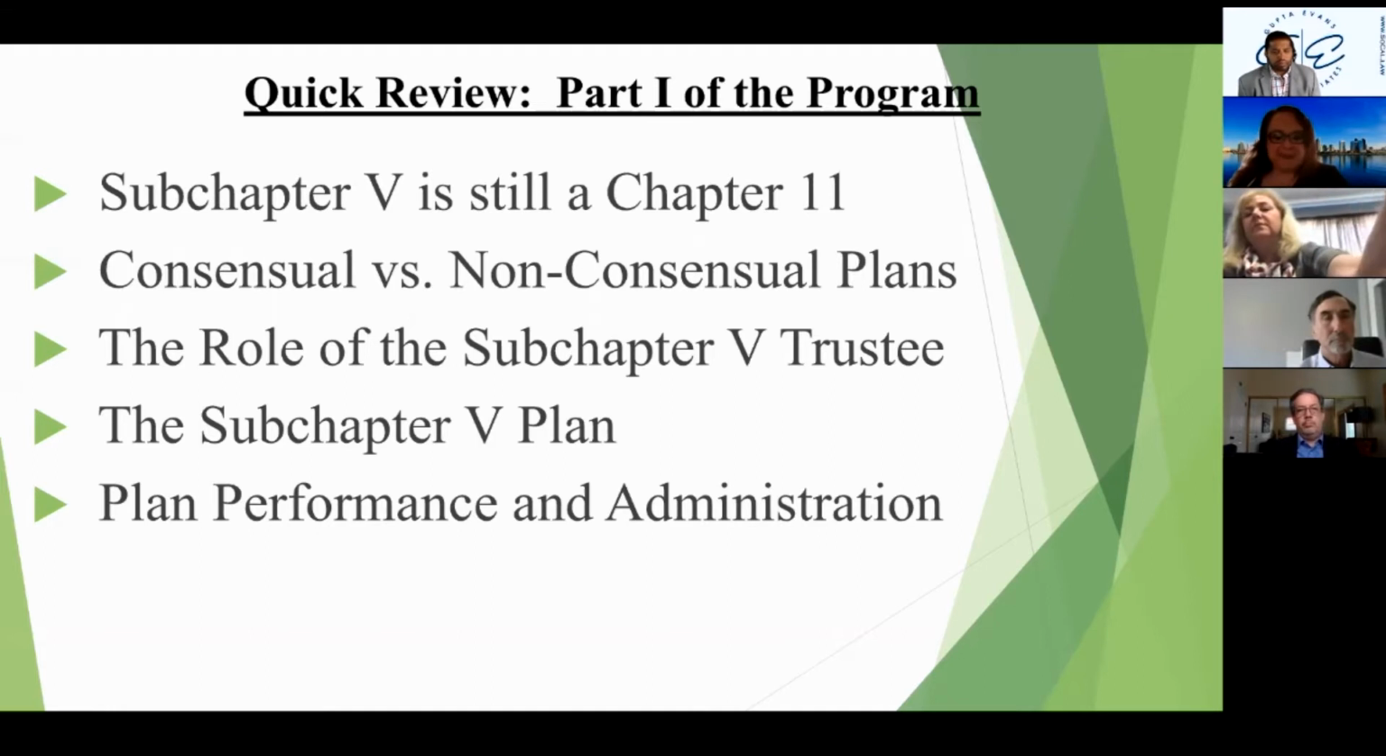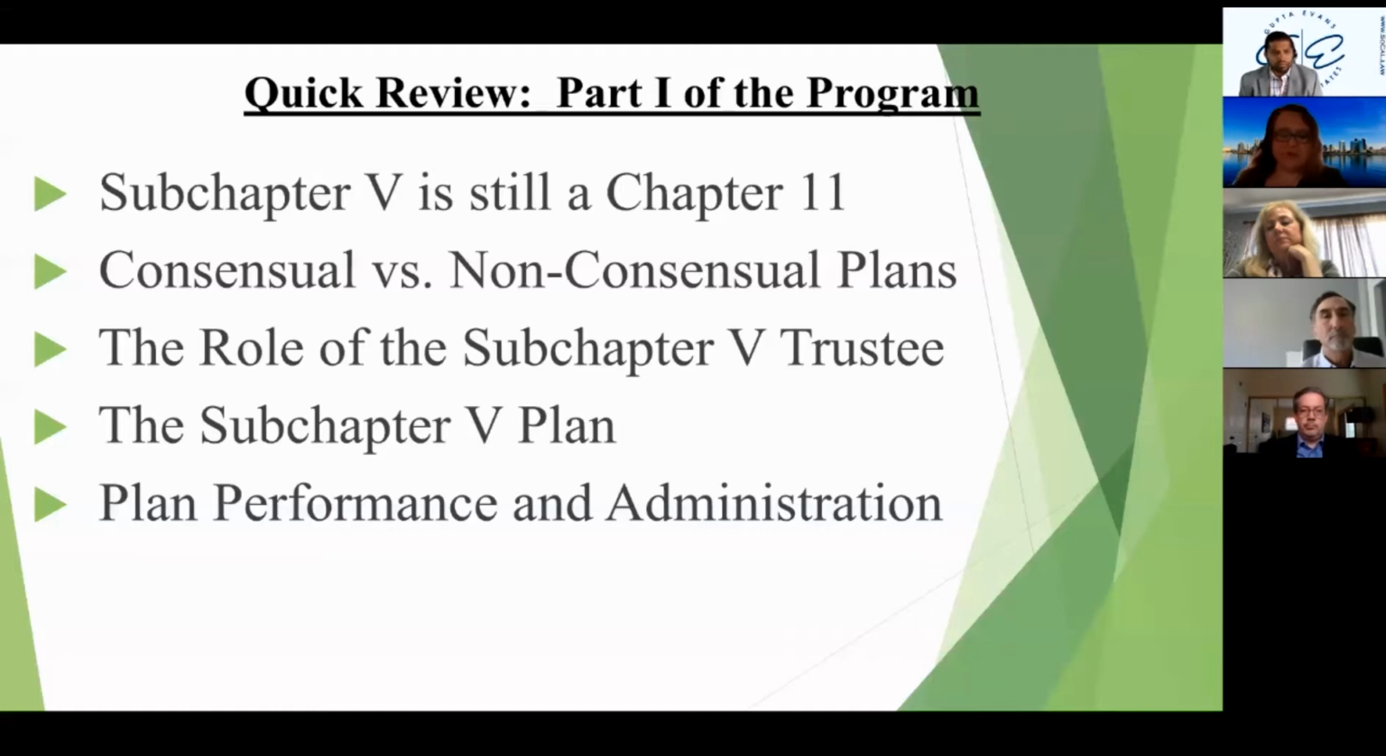Moving to the Subchapter 5 plan, there are many differences between a Subchapter 5 plan and a classic Chapter 11 plan, and I'm just going to hit on a few of the highlights. No disclosure statement needs to be filed in a Subchapter 5 case. The caveat, though, is that the plan itself does need to include classic disclosures, including a history of the debtor, liquidation analysis, and projections. Be aware that debtors are required to pay future earnings and income into the plan.